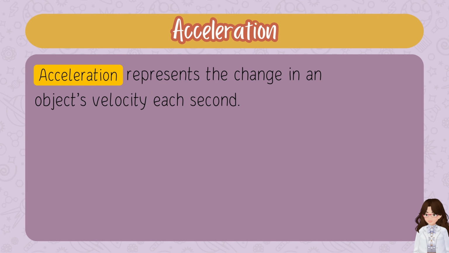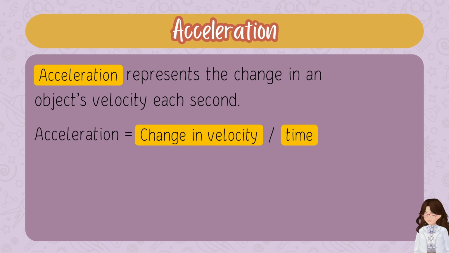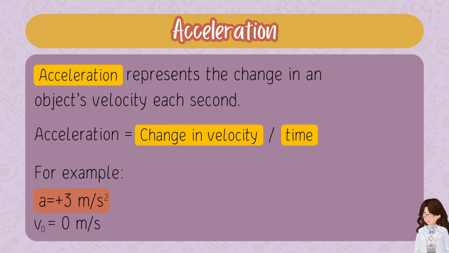Let's start out by talking about what is acceleration. Acceleration represents the change in an object's velocity each second. So when we talk about this mathematically, we would say acceleration is equal to the change in velocity divided by time. For example, let's look at a case where our initial velocity is 0, or we start at rest, and we have an acceleration of positive 3 meters per second squared.